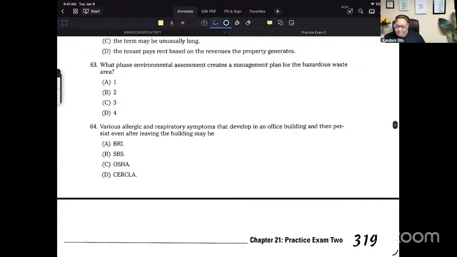Okay. 63. What phase environmental assessment creates a management plan for a hazardous waste area?